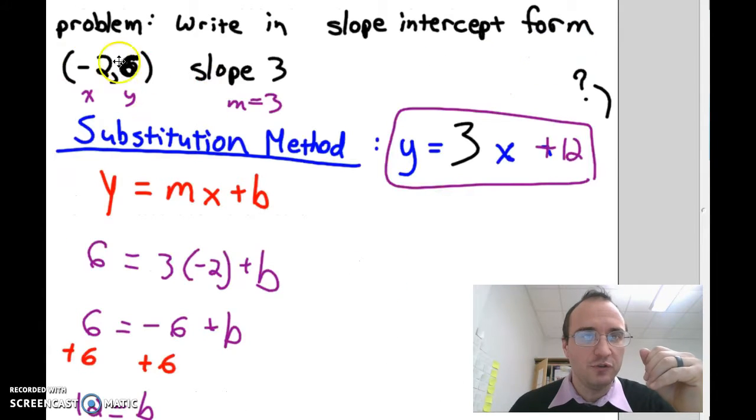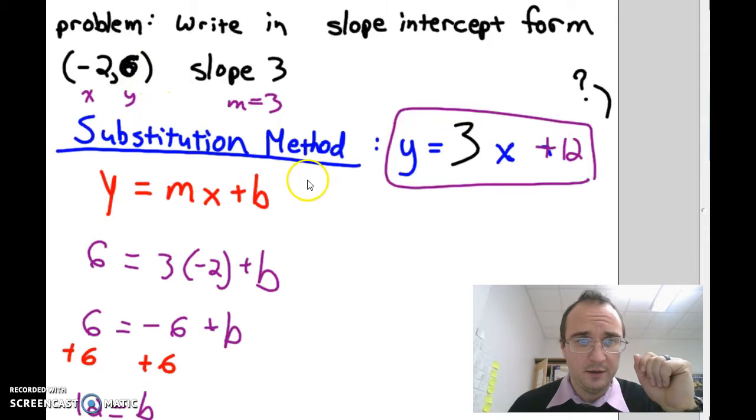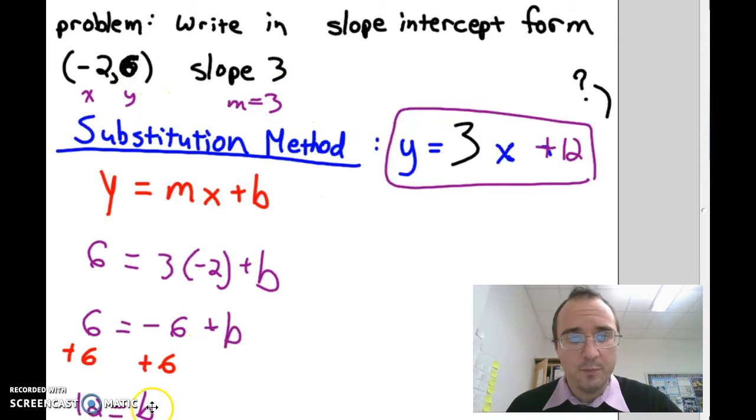The second method was substitution. We called it substitution because you take these two numbers and plug them in for the x. So negative 2 goes in for this x in y equals mx plus b form. Plug in the 6 for the y, and then the 3 goes in for the slope, giving us the b. The only exception to this one is that you have to plug this number back into the original y equals mx plus b form.